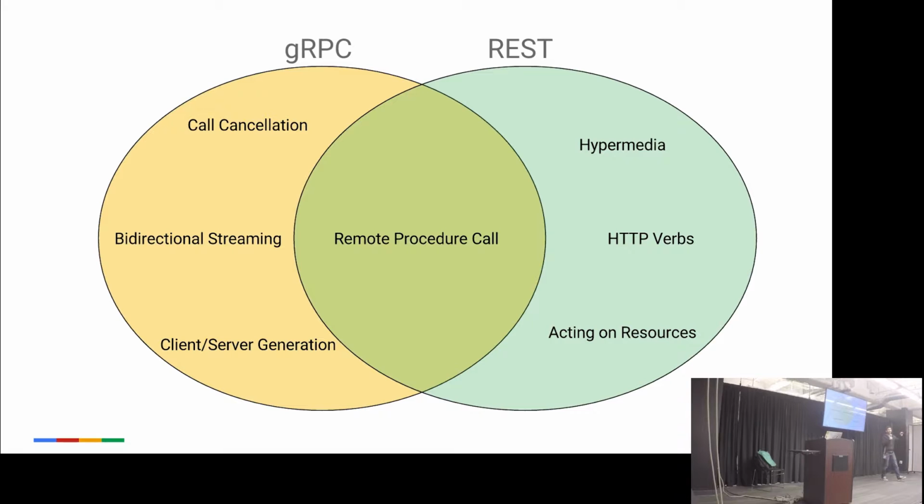But the talk I titled was gRPC versus REST, and a lot of people are probably like, you're wrong, you can't compare those two things. You'd be right, you can't really compare gRPC versus REST; it's a clickbait title to make you come and see my talk. gRPC has a bunch of stuff that a REST API doesn't have: cancellation, bi-directional streaming, client and server generation for the most part. REST has tons of stuff that gRPC doesn't have: hypermedia, HTTP verbs like get and post, acting on resources, the whole point of REST, right? But the one thing they do share is you can hack both to do remote procedure calls. gRPC is built for that, and you can use a REST API to do that.